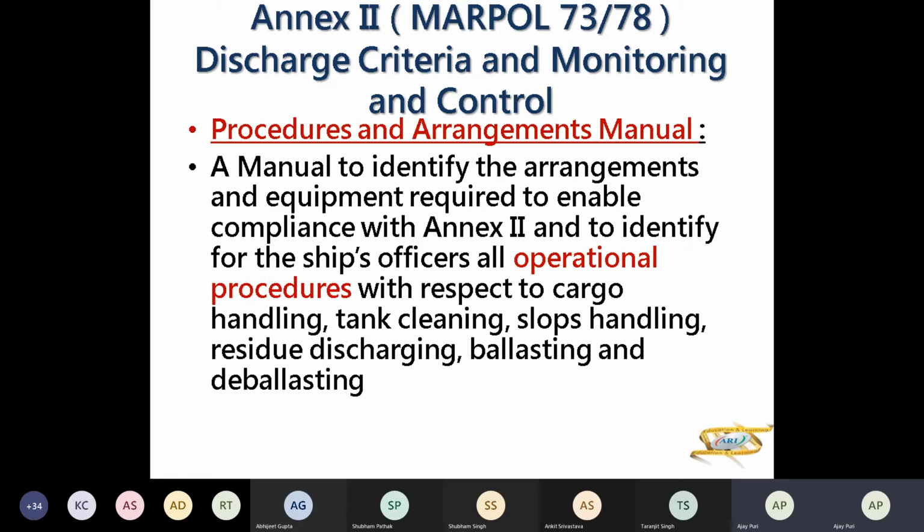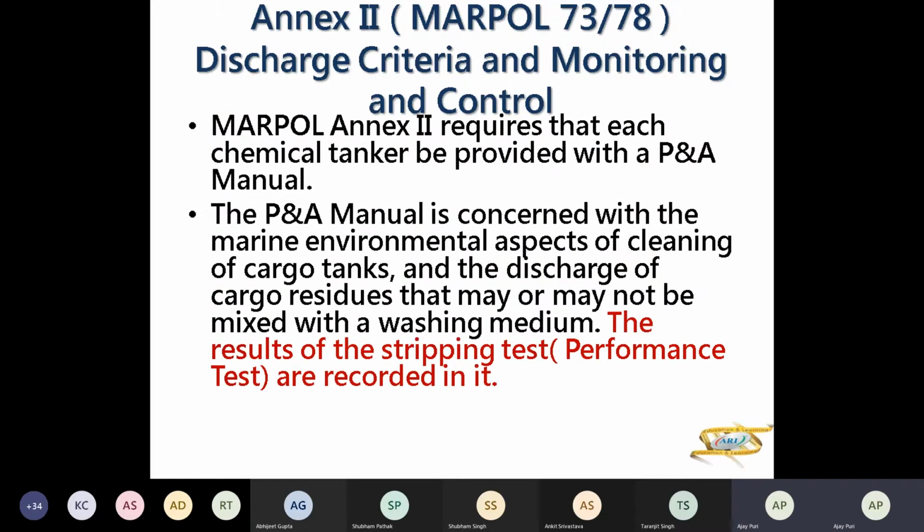Now there is a P&A manual on your chemical tankers. So that manual is ship specific. It will have all the plans, the tank plans, the discharge plans, pumping plan, everything will be there. And that will be in compliance with Annex 2. So that identifies the operational procedures with respect to your cargo handling, tank cleaning, slop handling, residue discharging, ballasting and deballasting of cargo tanks. So MARPOL Annex 2 requires that every chemical tanker will have this P&A manual.